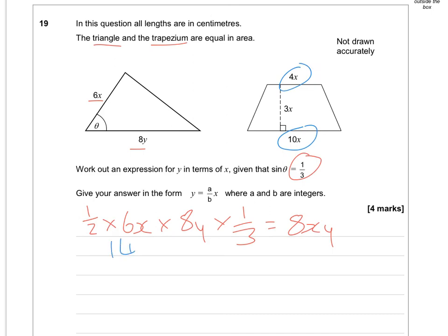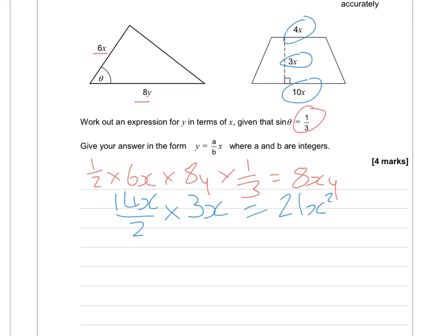The area of the trapezium, we add together the parallel sides, so that's the 10x and the 4x. So we've got 14x, we half that and times it by the height, which is 3x. Again, some quick calculation in here, this works out at 21x squared. It does tell us in the question that these are equal to each other. So we can go ahead and set those equal to each other now. So we get 8xy equals 21x squared.